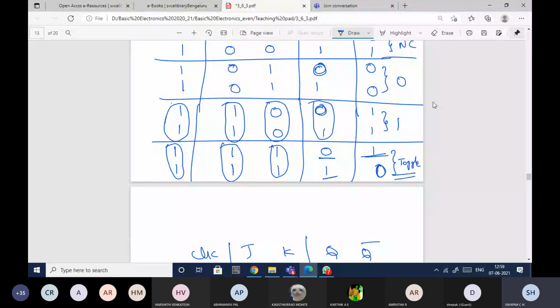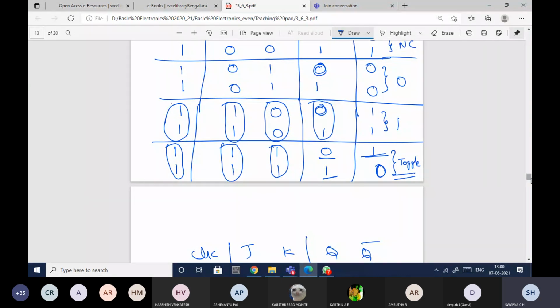So here, if you observe, this is the drawback of your SR flip-flop. What was that? When clock is equal to 1 and S and R values are 1, 1, the output was an invalid state. But that invalid state has been eliminated here. Here you didn't get any invalid state.